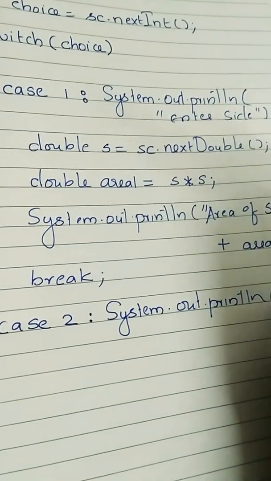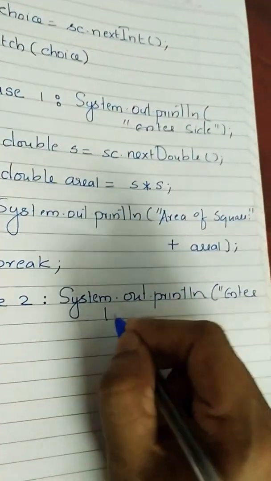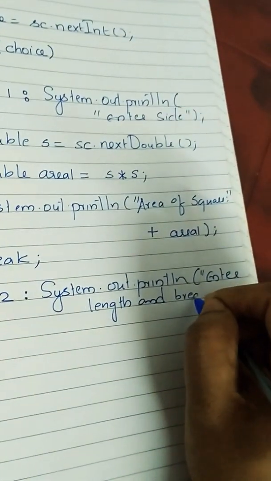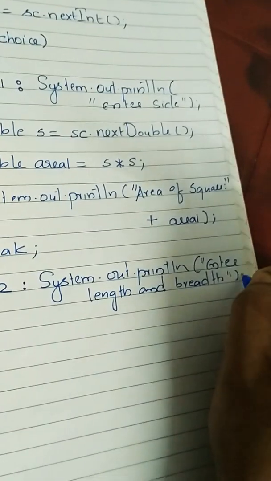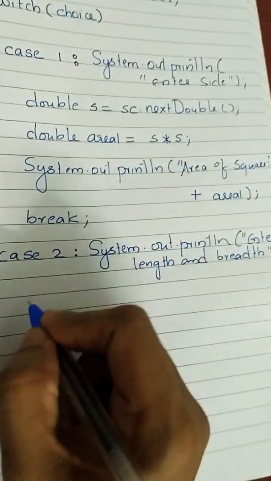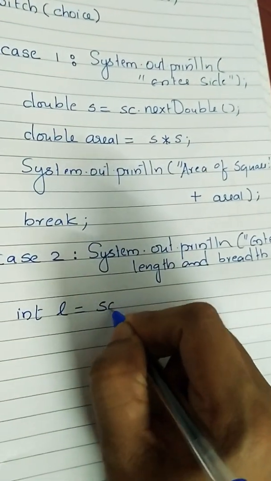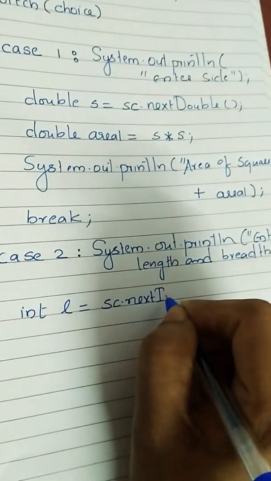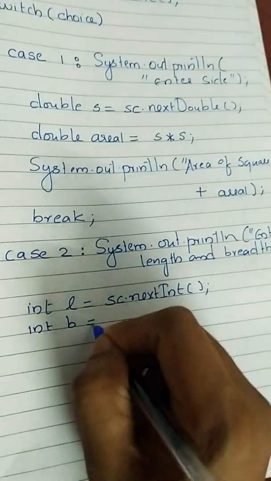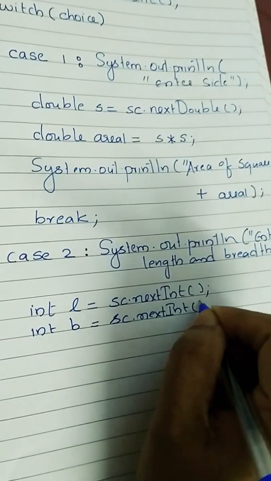At a time only one case will work, okay? Multiple cases will not work. So I am asking the user to enter length and breadth. Breadth, double quotes, close. So again, now I am taking this as an integer value. Int l is for length, sc.nextInt(). Then for breadth I am taking b. Int b is equal to sc.nextInt(). Then semicolon.